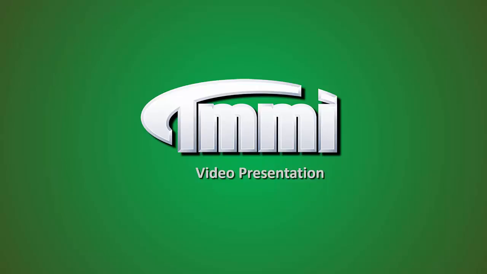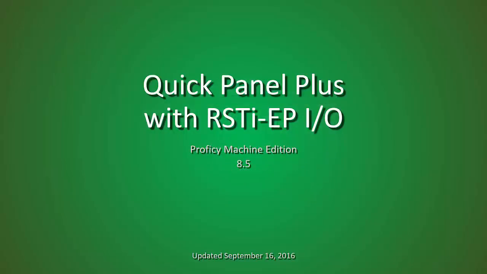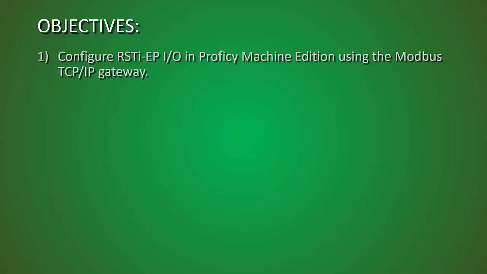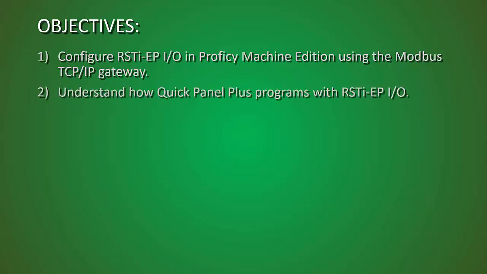Today we'd like to talk about using a Quick Panel Plus with the RSTi-EP or Enhanced Performance I/O. The objectives are to be able to configure this I/O using Proficy Machine Edition and the Modbus TCP IP gateway. Then we'd like to create a simple program to be able to control the RSTi-EP I/O with the Quick Panel.